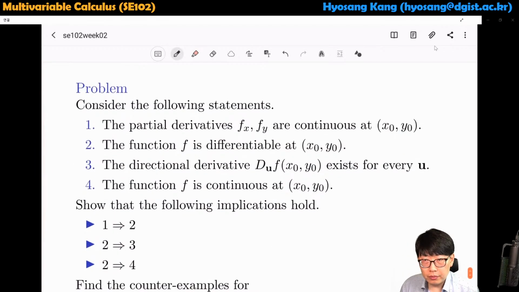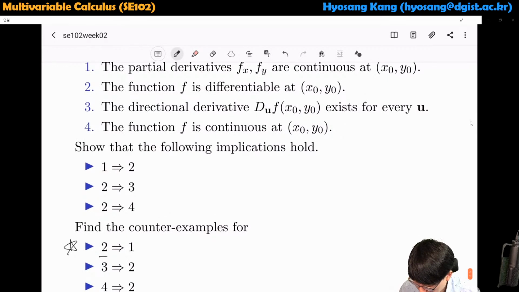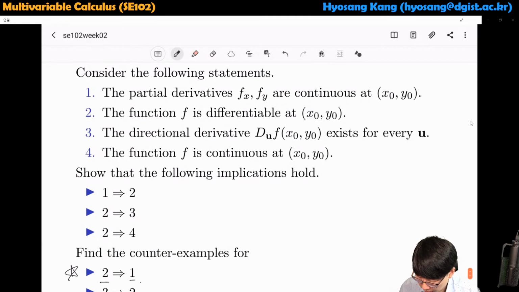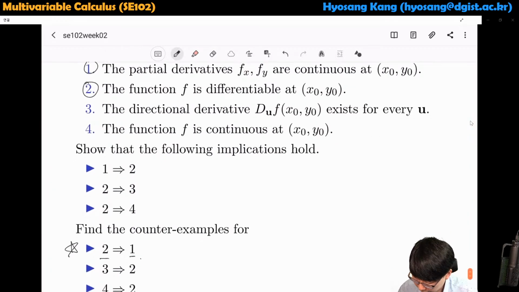So let me do a few of these problems and then finish our lecture. The rest of the problems we'll do next week. First of all, let's give a counterexample for the implication from 2 to 1. The 1 to 4 say the following. Let's look at 2: the function f is differentiable at (x0, y0). And the first one says that partial derivatives are continuous at (x0, y0). Oh, that's a hard one. Let's do the easy one first. We don't have time.